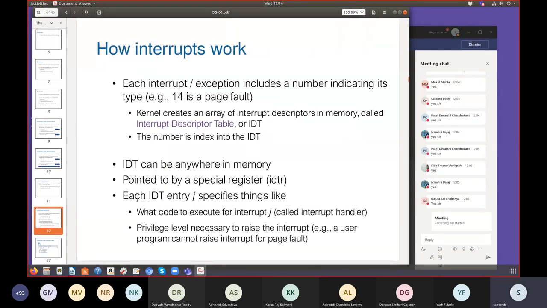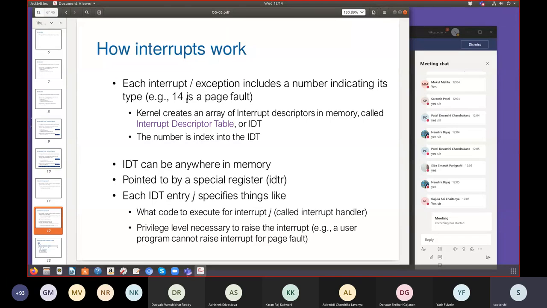The answer is this. The IDT entry J specifies things like what code to execute for interrupt J. So basically the starting address of the interrupt handler or the privilege level necessary to raise the interrupt. So for example, page fault, like a user program cannot raise this interrupt for page fault. And user programs can raise other interrupts.